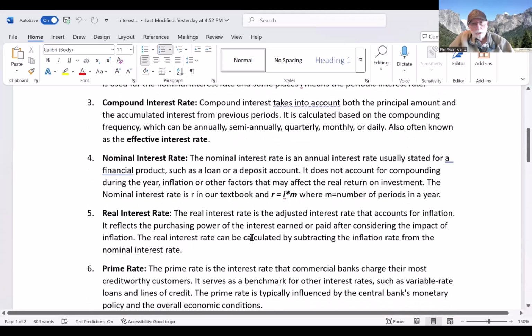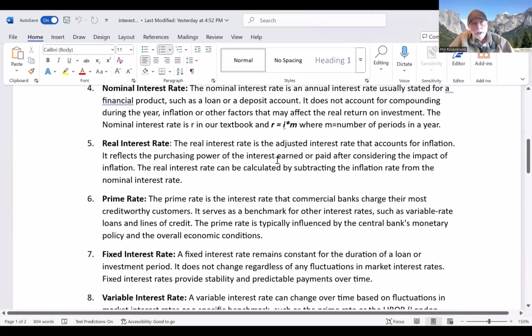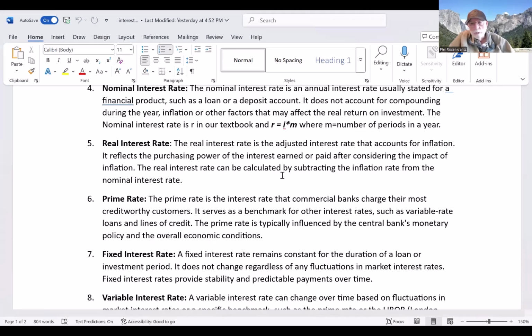The real interest rate is the nominal interest rate adjusted for inflation. And usually you take the nominal interest rate and subtract the inflation rate from that to get the real interest rate. We're not using that too much. We do have a chapter in the book on inflation, but I skipped that chapter.